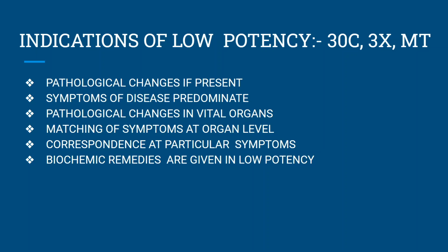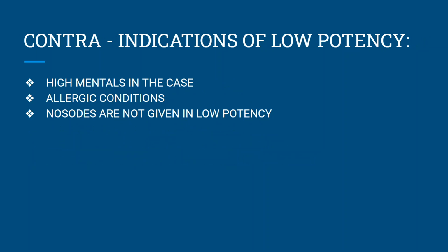So particular symptoms are only matched, or we are giving organ remedy. Organ remedy means like Berberis is given for renal calculus, Sabal serrulata given for prostatic enlargement. So here only matching of symptoms at organ level. Then we select lower potencies. Biochemic remedies are given in low potencies.